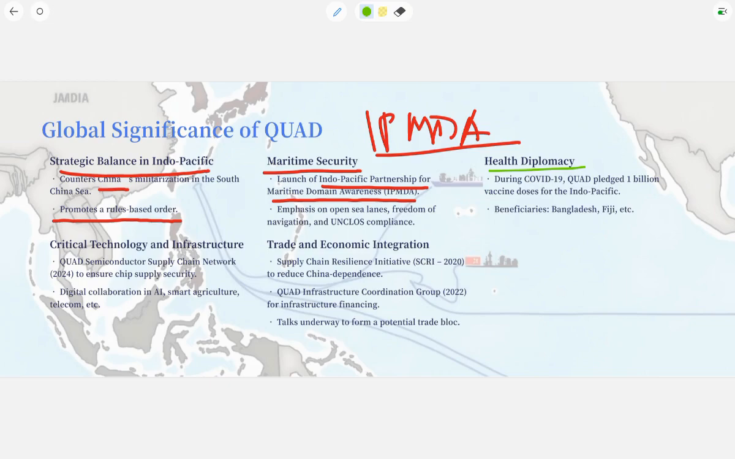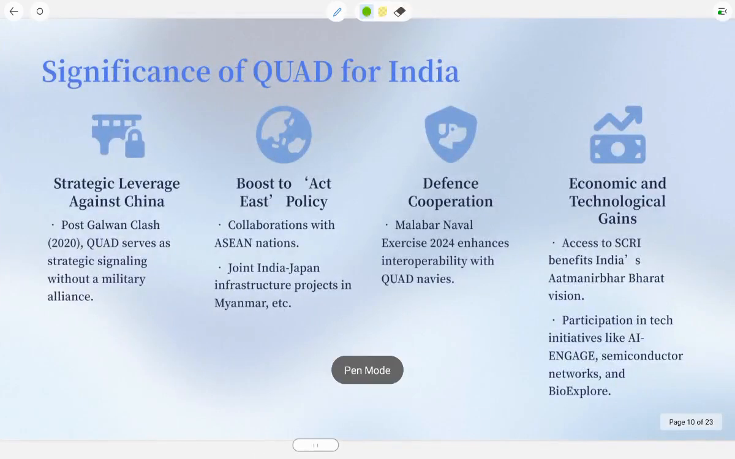Health diplomacy during COVID-19, Quad pledged 1 billion vaccine doses for Indo-Pacific. We also witnessed this horrible COVID-19, which was an epidemic for all the world, and its beneficiaries were Bangladesh, Fiji, etc. Critical technology and infrastructure. Quad semiconductor supply chain network 2024 to ensure chip supply security. Digital collaboration in AI, smart agriculture, telecom. So these are some global significance of Quad. In terms of strategic balance, maritime security, health diplomacy, critical technology infrastructure, trade and economic integration. Moving ahead, let's see significance of Quad, particularly for India.